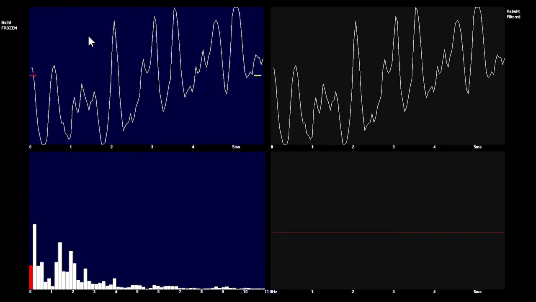And sure enough, when we add back all the lines in the spectrum, then we will get back to exactly the waveform that we started from.